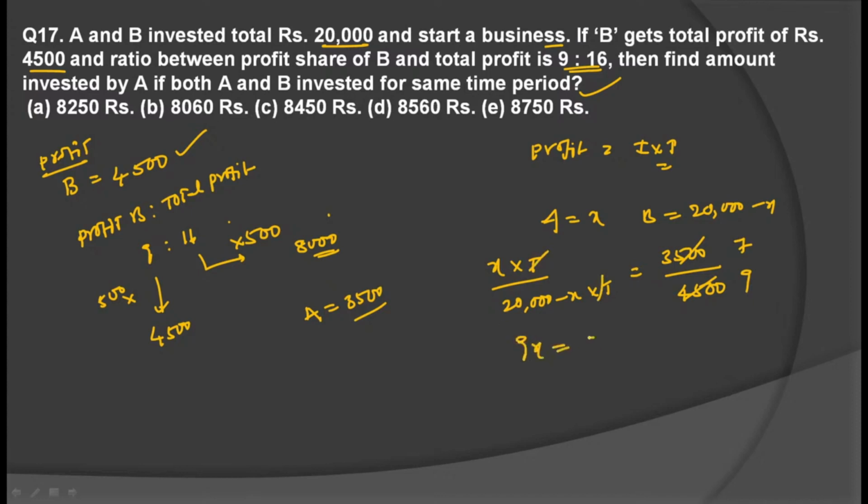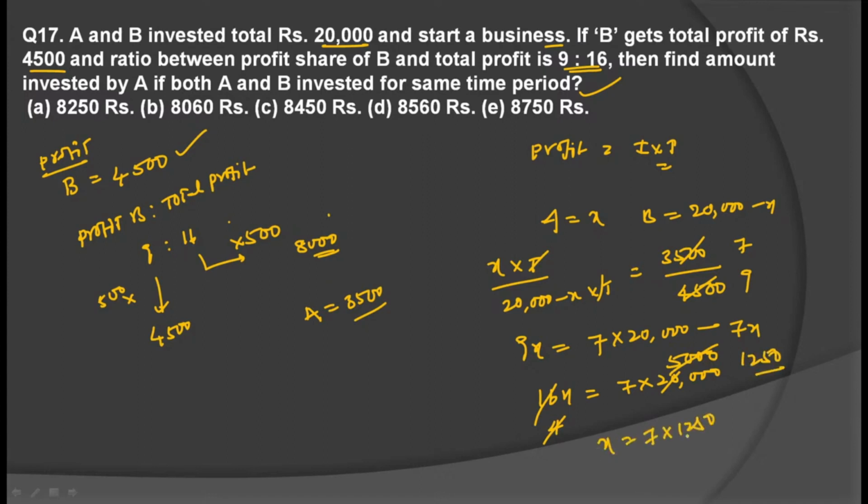Now here 9x is equal to 7 into 20,000 minus 7x. Now here 16x is exactly equal to 7 into 20,000. Now 4 4s are 16, so 5,000 times. Now again, 1,250 times. Now the value of x is exactly equal to 7 into 1,250. 7 5s are 35. 7 2s are 14 plus 3 is equal to 17. It's the value of 8,750.